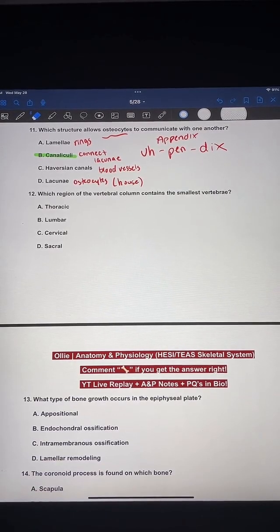But number 12 now. Which region of the vertebral column contains the smallest vertebrae?